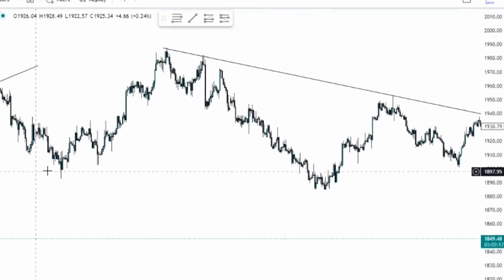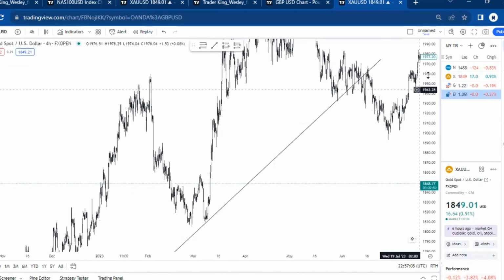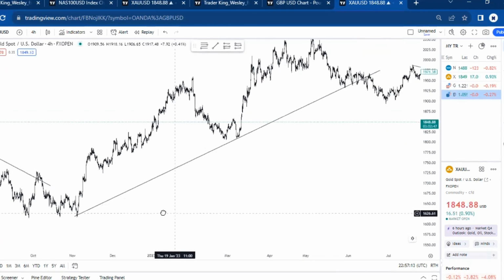Now let us look at more examples. In this case right here, this trend line failed.